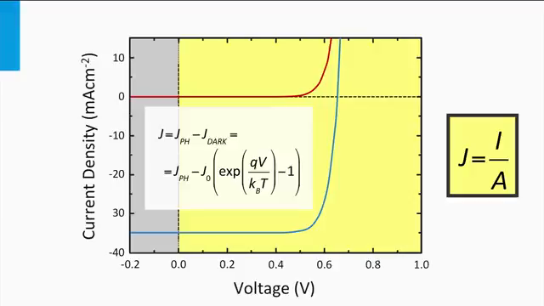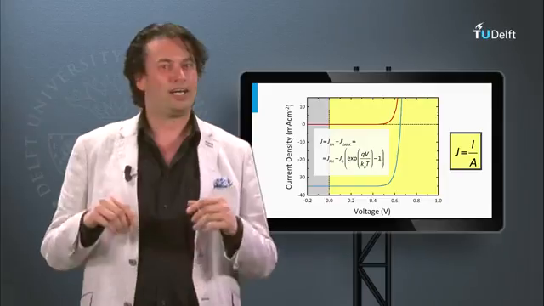As you see, the vertical axis of the current voltage plots is already expressed in current density. From this point on, we won't talk about IV curves, but we will talk about JV curves. So from now on, we will use current density.